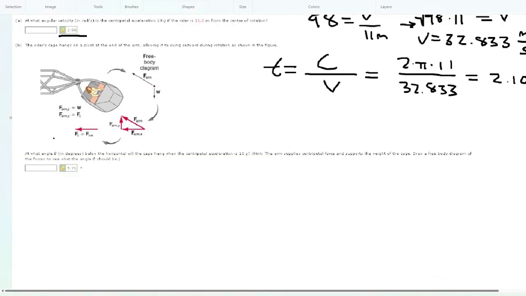Now for the second part of this problem, B: the rider's cage hangs on a pivot at the end of the arm, allowing it to swing outwards during rotation as shown in the figure. At what angle in degrees below the horizontal will the cage hang when the centripetal acceleration is 10 g? Hence, the arm supplies centripetal force and supports the weight of the cage. Draw a free body diagram to see what the force is, to see what angle theta should be.